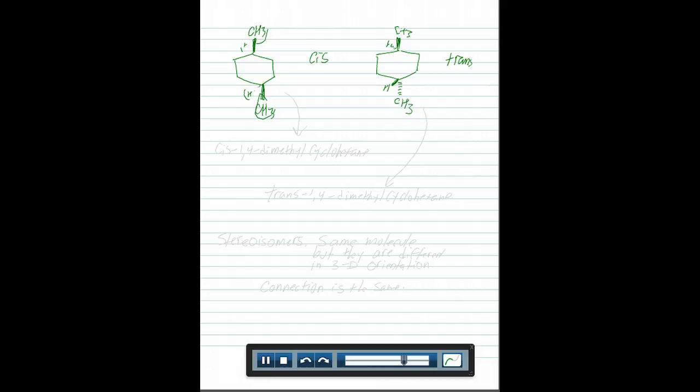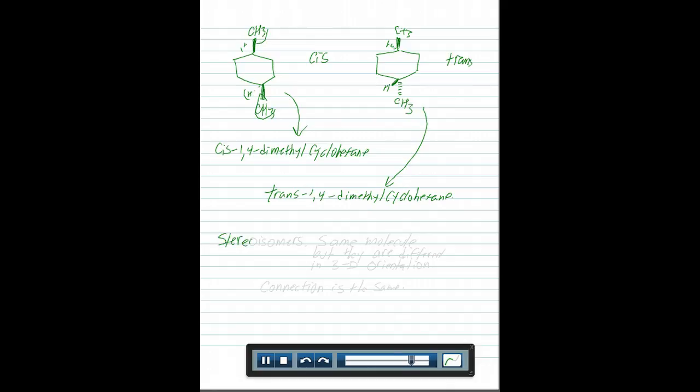The molecule on the left would be called cis-1,4-dimethylcyclohexane. And the molecule on the right would be called, I need more room here, trans-1,4-dimethylcyclohexane. These are isomers, but in particular they are called stereoisomers.